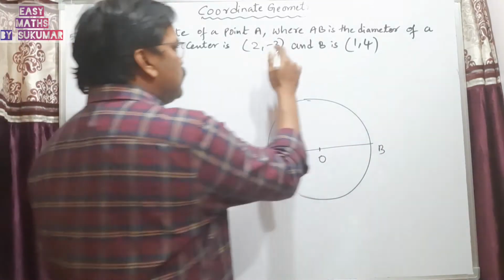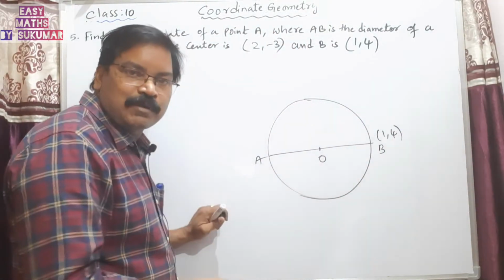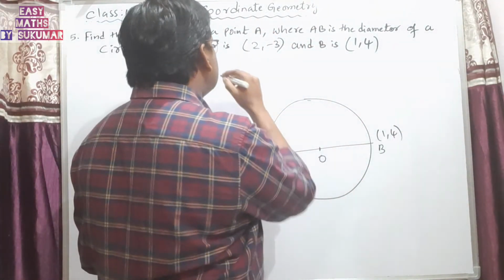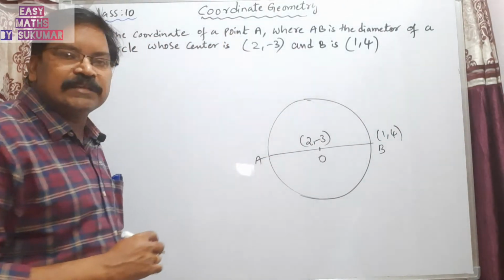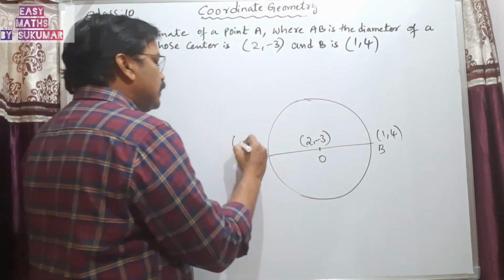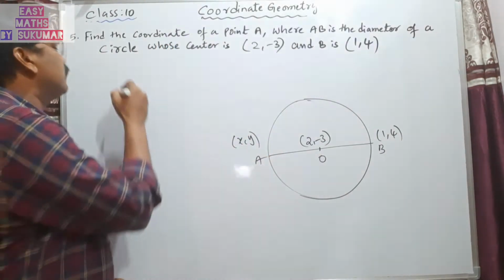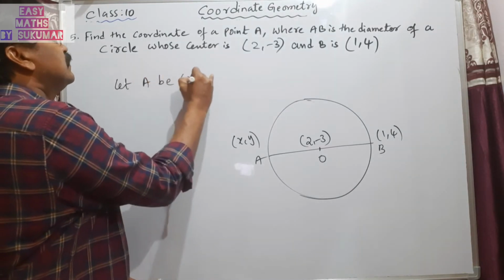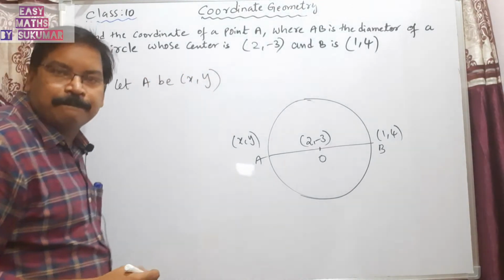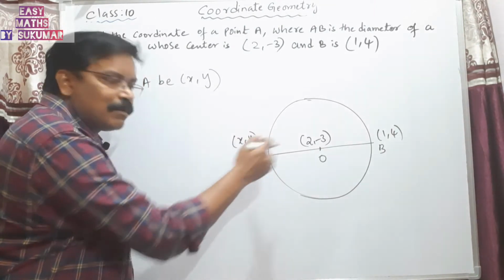Here what is B? The other end of the diameter is (1, 4) and the center is at (2, -3). Okay, the center is at (2, -3). Let us take first, let capital A be (x, y). These are the coordinates of A: x comma y.